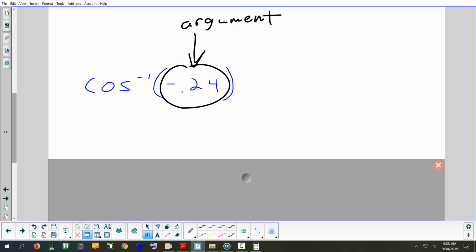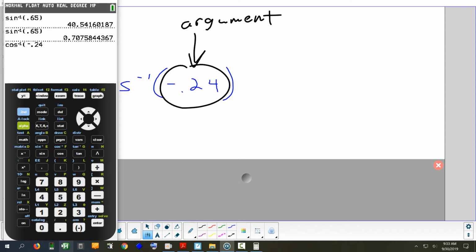The argument is just the thing that you're typing in. That's all. I think I used that word earlier in the notes. So inverse cosine of negative 0.24 is 103.87 degrees.